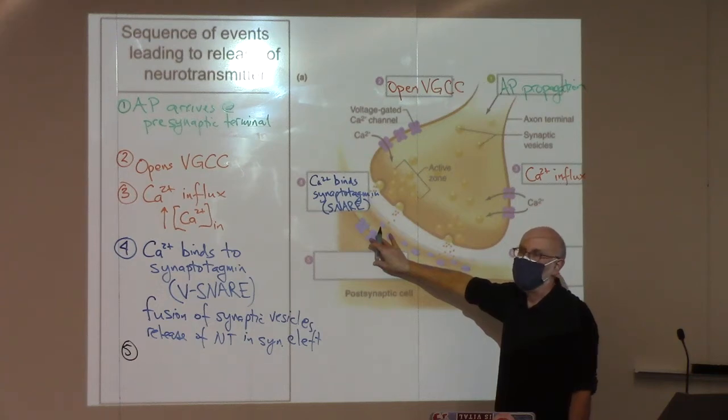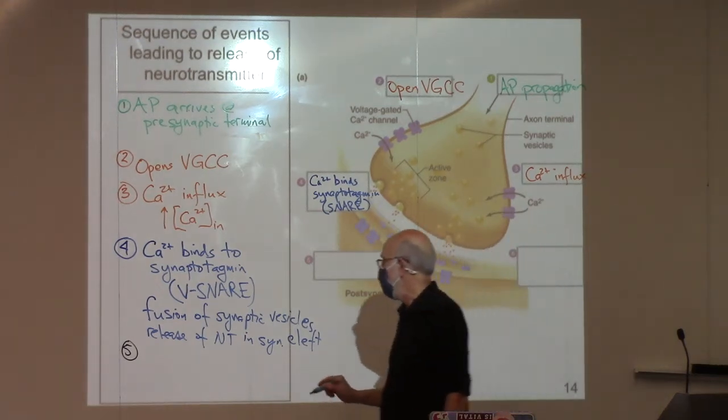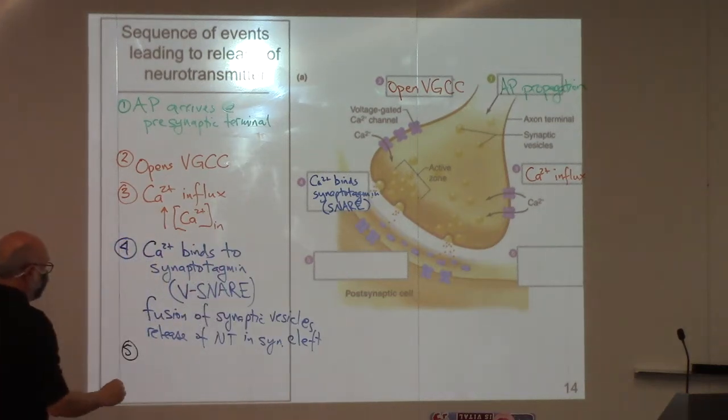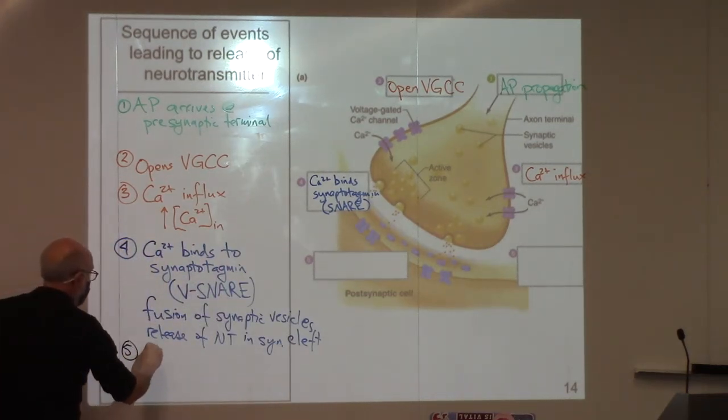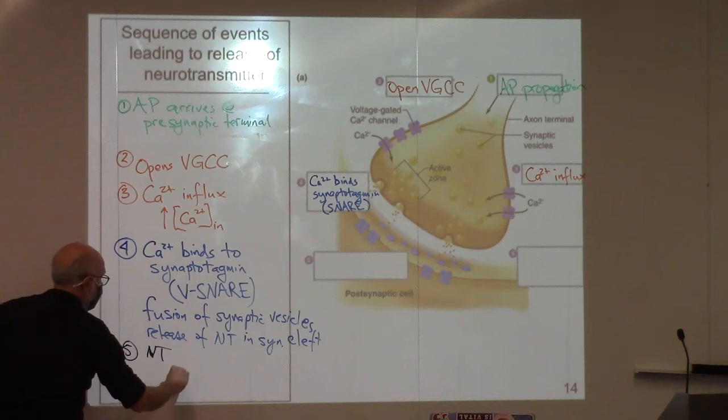What happens down here? I know you know the answer. You're just thinking. Overcome your inhibition. Give me an answer. Okay, I'll start with the first letter of the first word. Okay, you've got neurotransmitter.